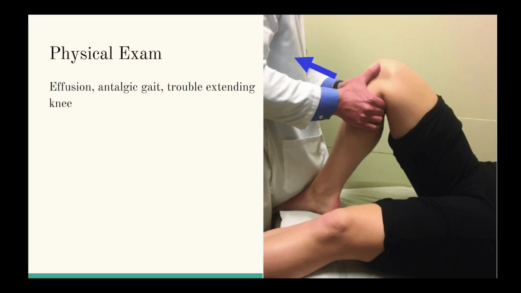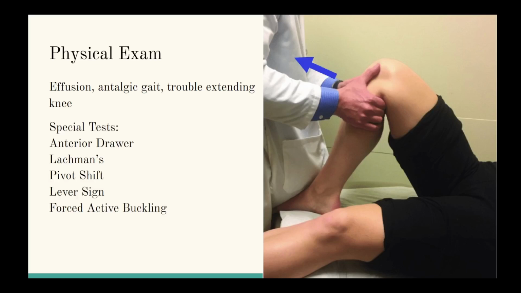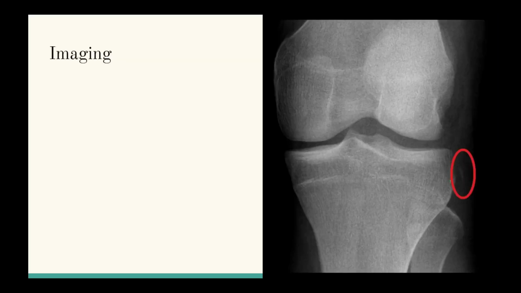They're going to have trouble walking, trouble extending the knee, and then they're going to have a bunch of special tests, which are usually positive, including most commonly the anterior drawer test, which is pictured here, Lachman's, pivot shift, which patients do not like, the lever sign, and forced active buckling test.